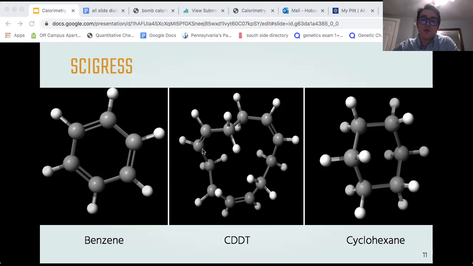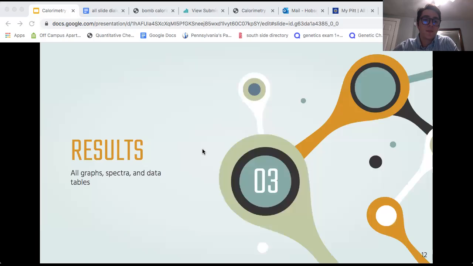CGRIS is a very good computer program, but it does have its downsides every once in a while. Sometimes it's very hard to use and certain computers can't run it, like mine, so you have to do it on campus. We're gonna move to our results section.